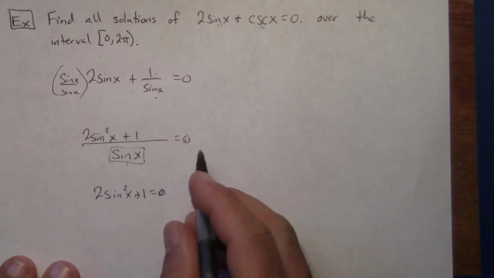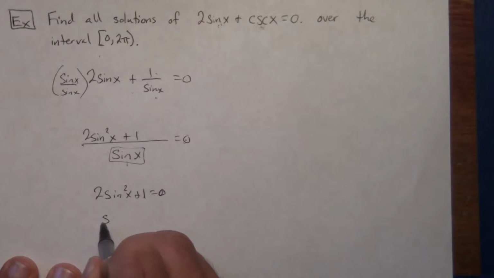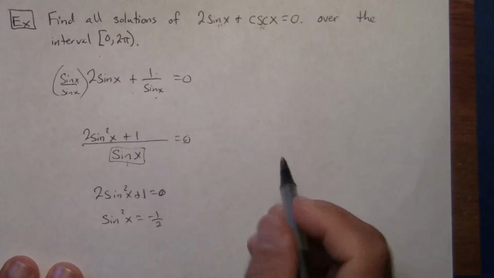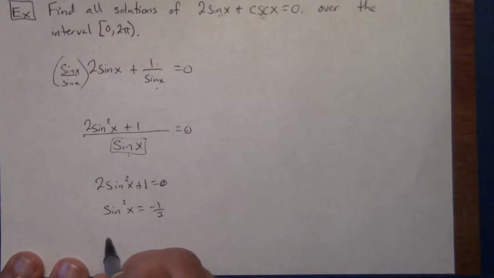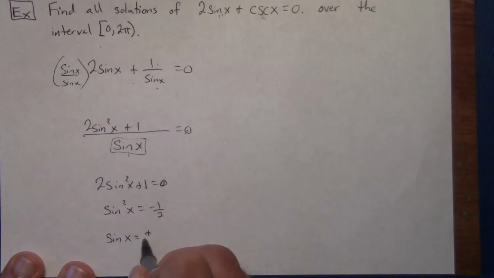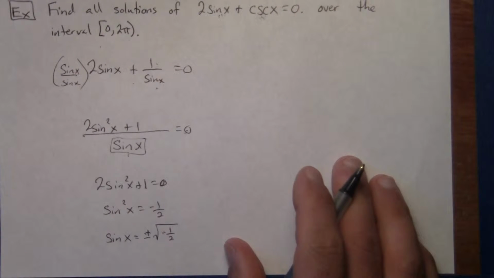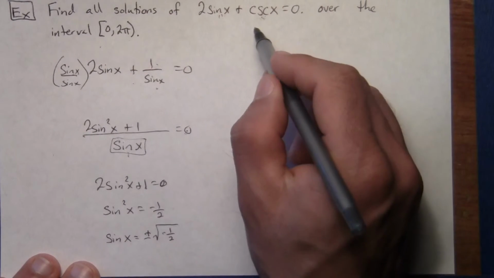Alright, from there I can of course subtract 1, divide by 2, and I get that the sine squared of x is equal to negative 1/2. It's sine squared, so take the square root of both sides, and remember that when you do that, you're going to get a plus or minus answer. So you get plus or minus the square root of negative 1/2. All right. And so now I've got the square root of a negative number. That should give me a clue as to what's going to happen here. So let's take a look at maybe the other way I could have solved this.